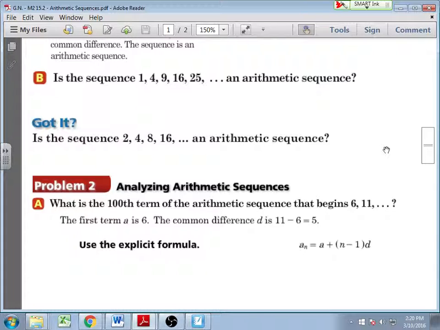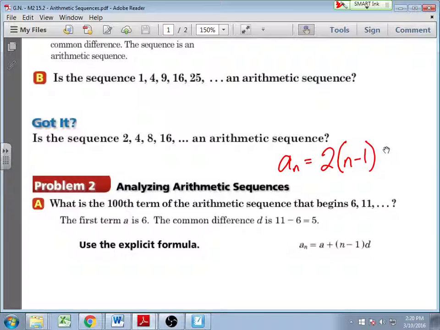So what about this sequence? Robert, you found a formula? What do you think it is? a sub n equals 2n minus 1. 2 times n. So 2 parentheses n minus 1.